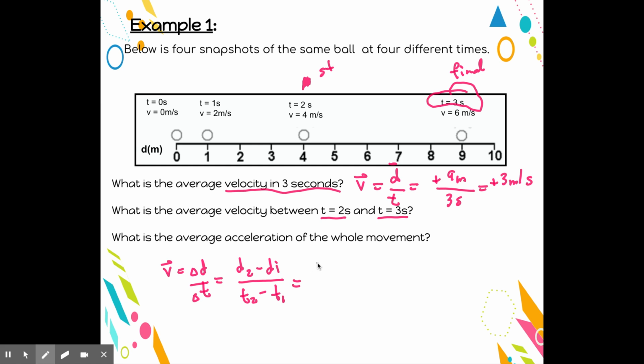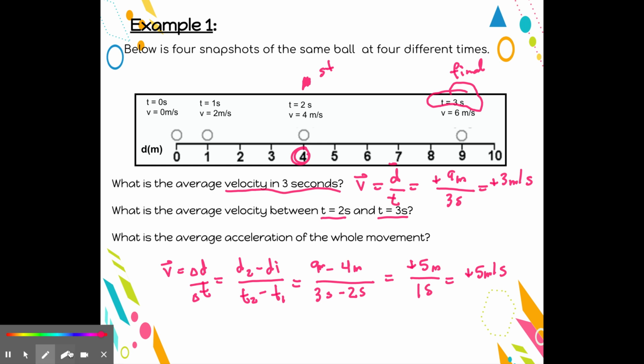My distance for d2 is 9 meters. My distance for my other point is 4 meters right there. And my time is 3 seconds minus 2 seconds. So 9 minus 4 is 5. And my time is 1 second. So my answer is positive 5 meters per second.